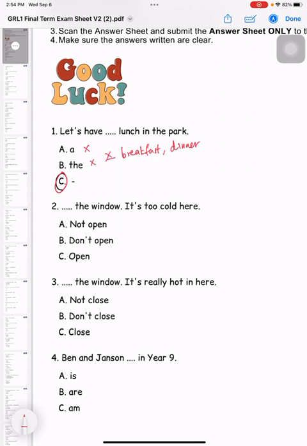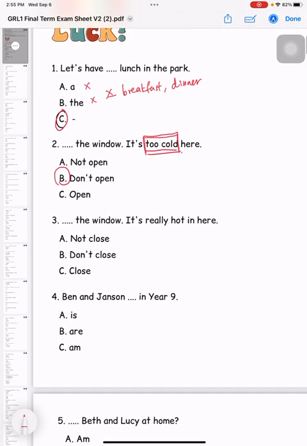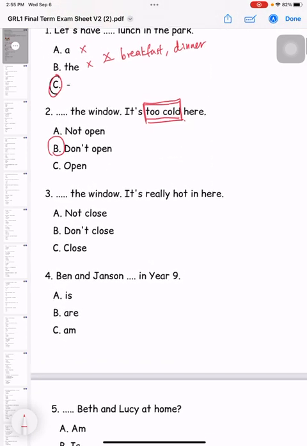Now look at number 2. It's too cold here, all right? So every time you want to answer any question, you have to read the whole sentence first. So the window is too cold here. That means we have already opened the window and the wind is blowing in. So that's why we have to say don't open the window, because it's too cold here. If you open the window, then it will be colder. Okay, now look at number 3.